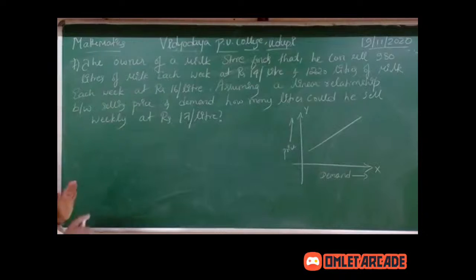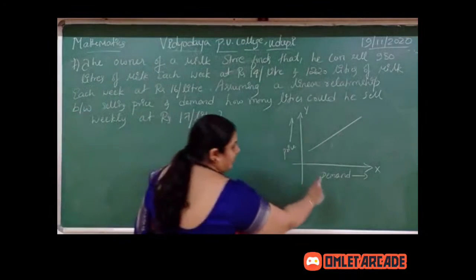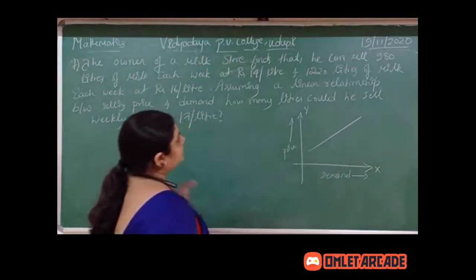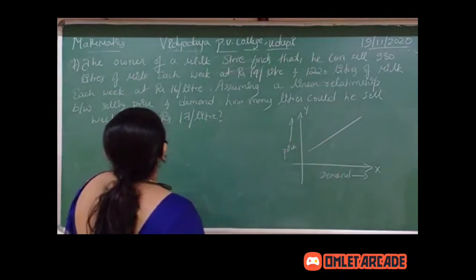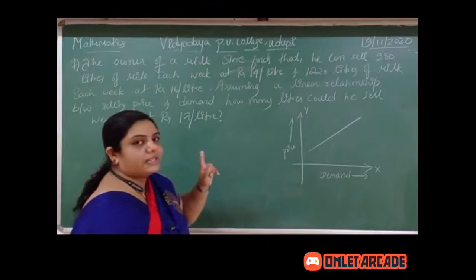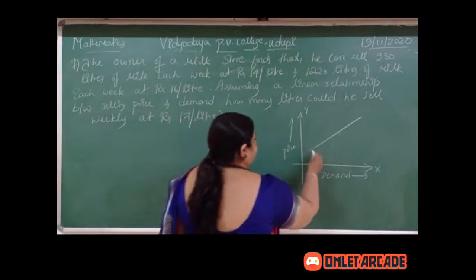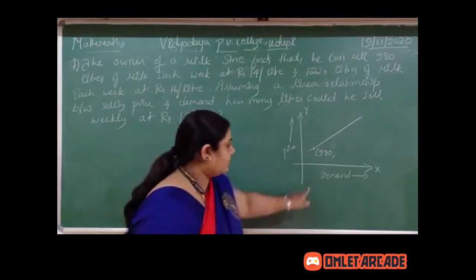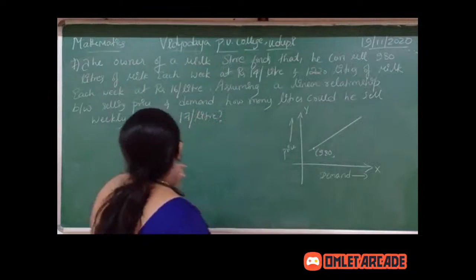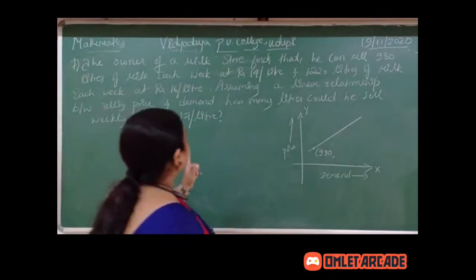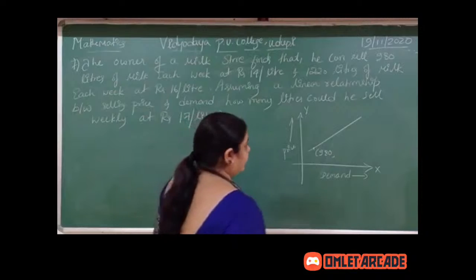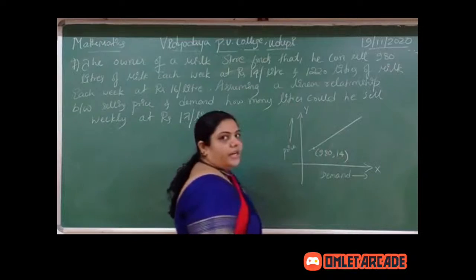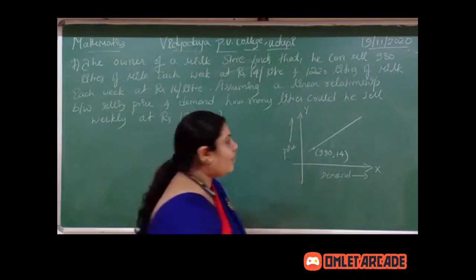See, when you analyze the problem, you can easily make out this graph and draw a straight line, isn't it? So what is given here? 980 liters of milk each week at rupees 14. Can I take one point with x coordinate as 980 because that represents demand? 980 liters of milk each week at rupees 14 per liter. This is price along the y-axis. Can I write 14 here? I got one point with the help of coordinates.